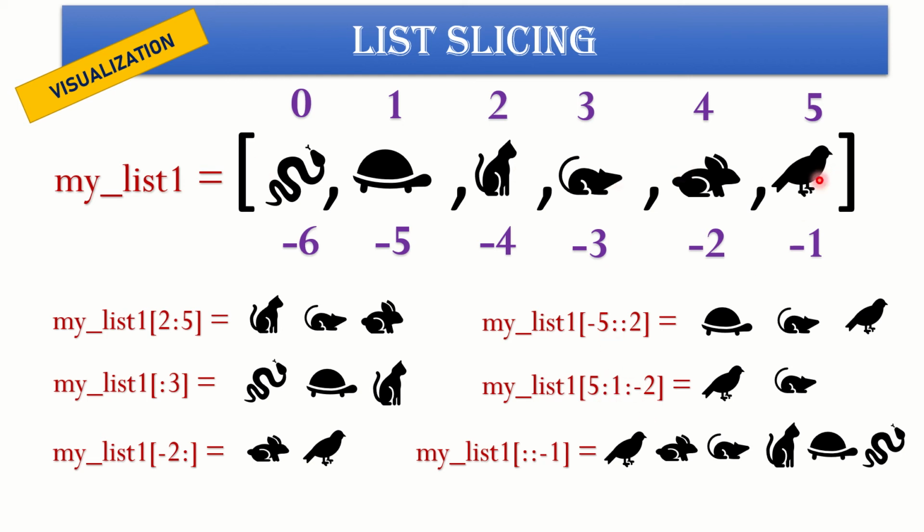So here I'm starting from 5 and I want to move till 1. So I'm going to give a -2. So we start from this position. So the sparrow is displayed, then we take a jump of 2, and so the rat is displayed. Now since I've given the end point, the end point is never included. So if I take a jump of 2, it will come till 1, but I am not going to include 1. So only these two elements will get displayed.